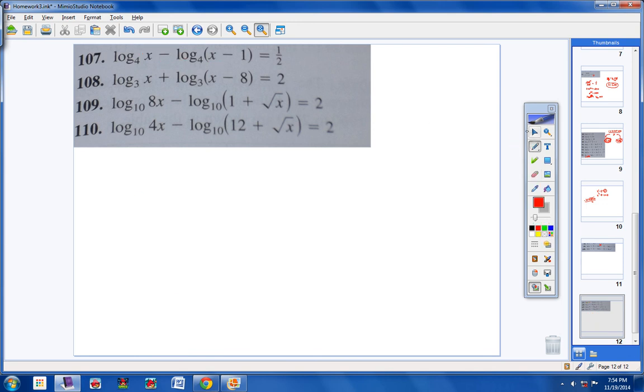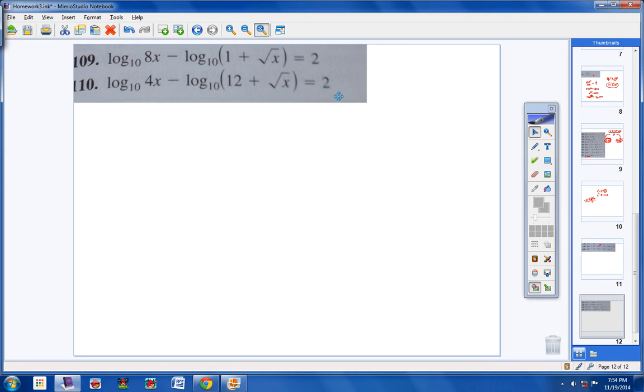And we're finally done. And here we go. Okay, we got log base 10, log base 10. Subtracting, so log 8x over 1 plus x to the 1/2, okay, equals 2. So next I would have this. There's a 10 here. So 8x over 1 plus x to the 1/2 equals 10 to the second.